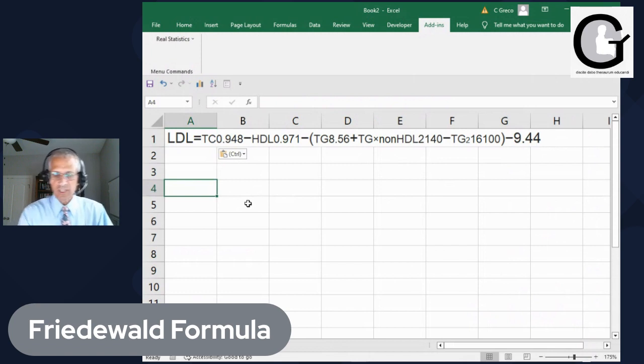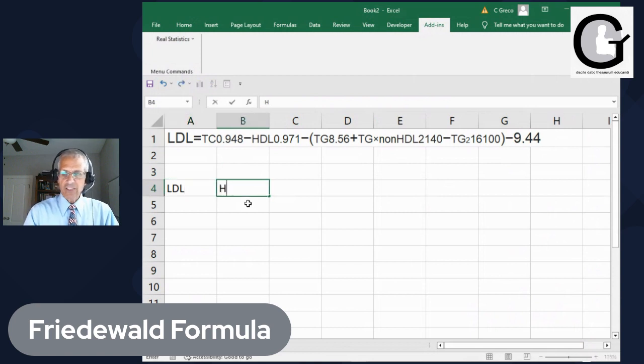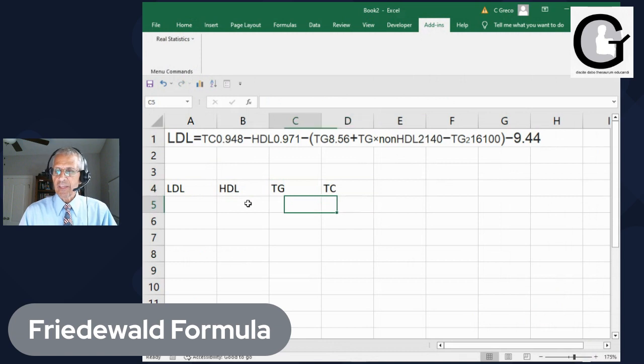So what we're going to do is take the LDL, the HDL, the triglycerides, and the total cholesterol. That's what we have right here. Let's say the HDL is, I don't know, let's make up something, so 60. Triglycerides are 100. And the total cholesterol turns out to be 260. So how are we going to do this?